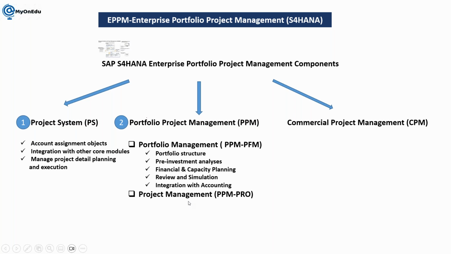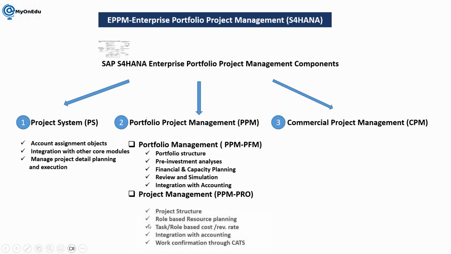Then the other submodule is Project Management. Here we are managing the projects. It has project structure. We have role-based resource planning, task and role-based cost and revenue rates, and integration with accounting. Here we can integrate with CATS also. I have listed some functionality here, and in this course we are going to focus on Portfolio and Project Management.